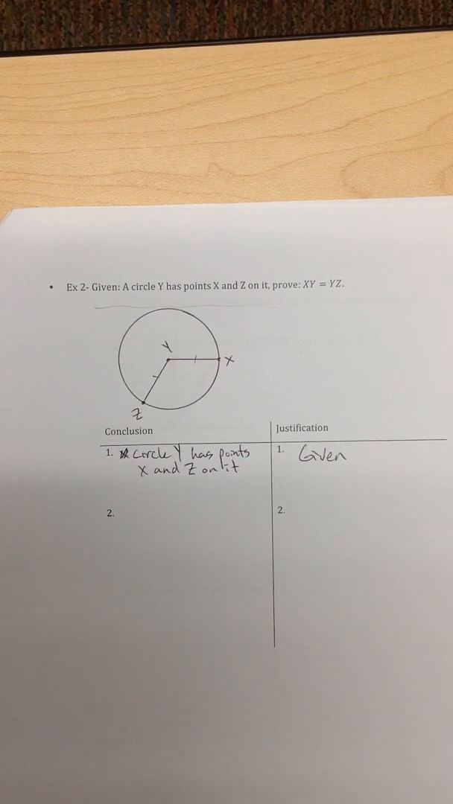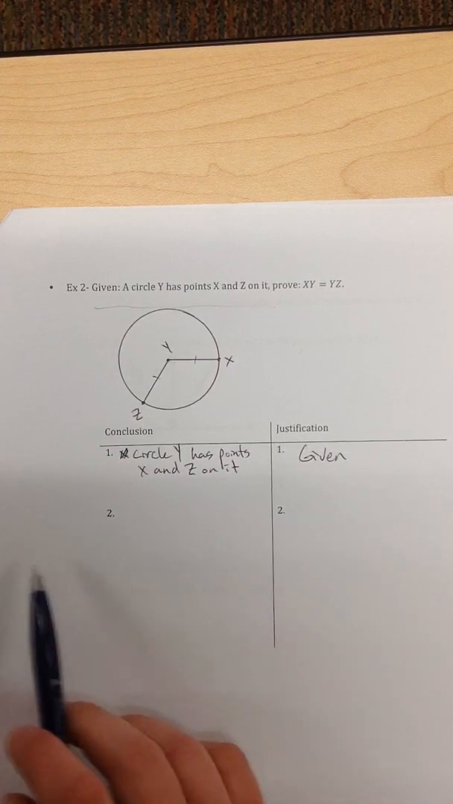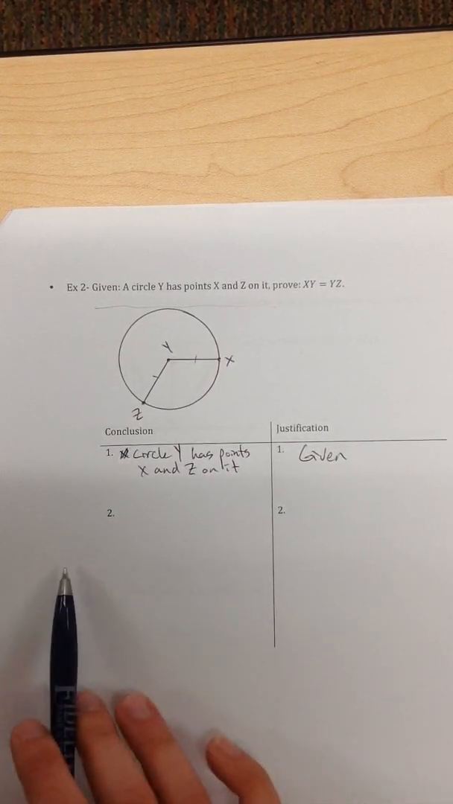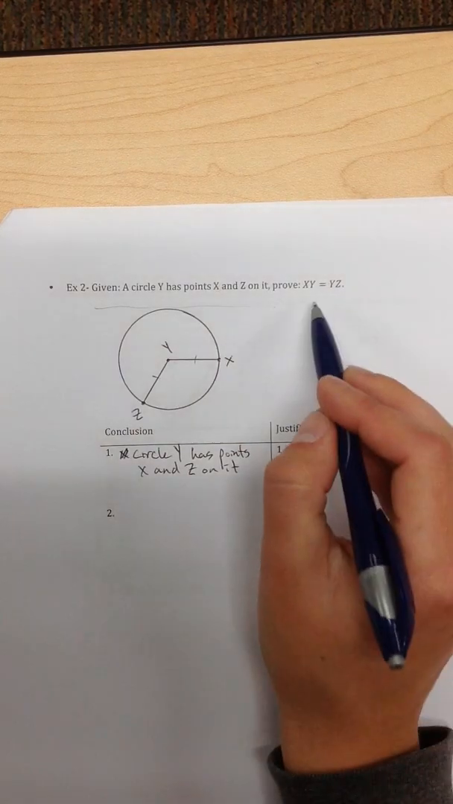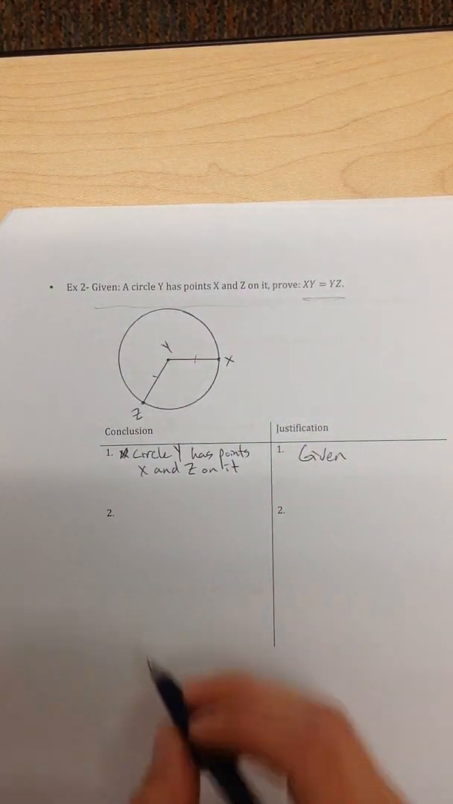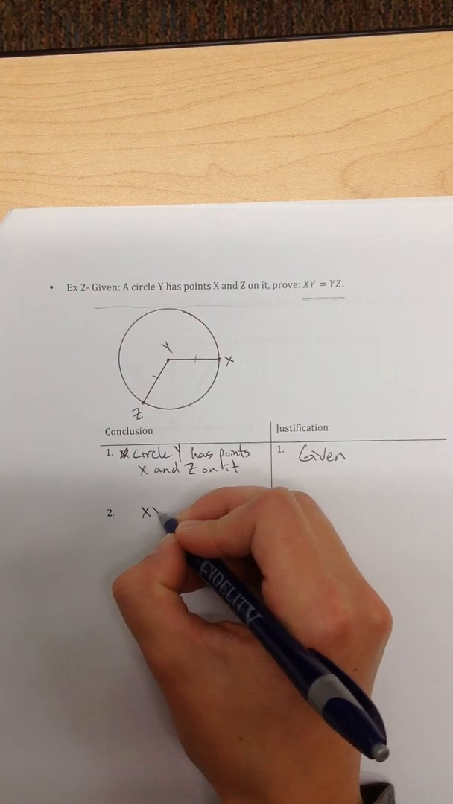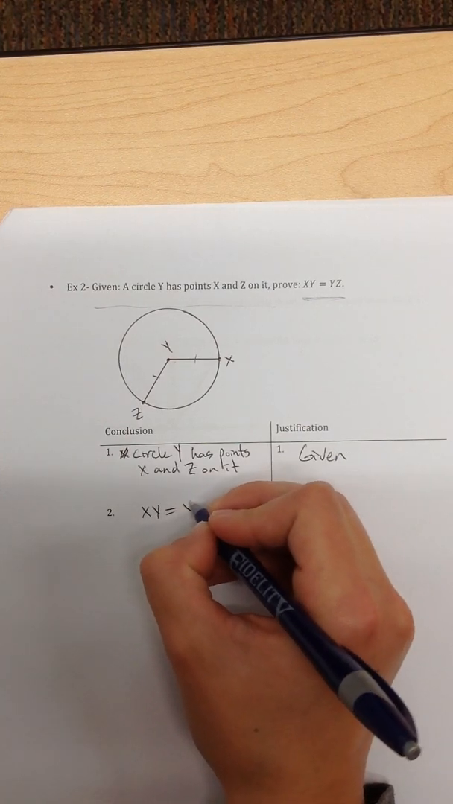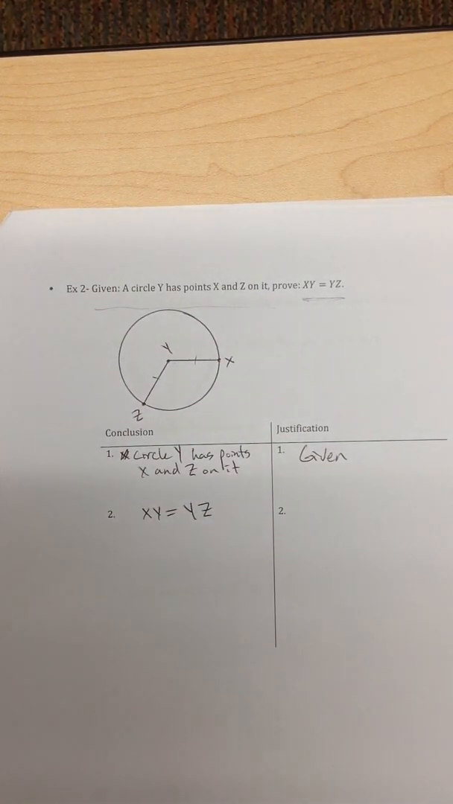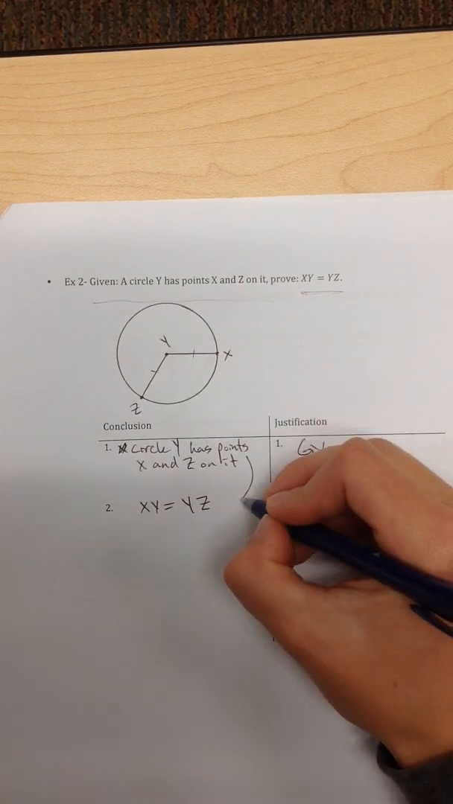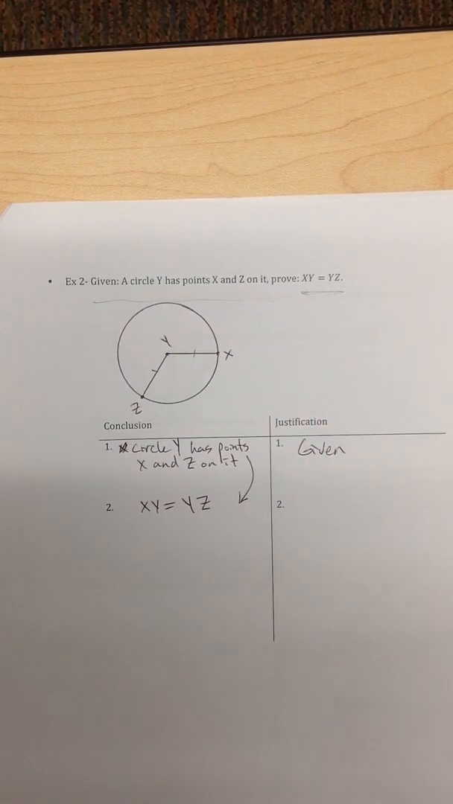Okay, now the next one here is the last one we're going to do. So the last one on the conclusion side is always what we're trying to prove. So this is going to be XY, that distance, is equal to the distance from Y to Z. Now we've got to come up with our reasoning to get from the first step to the second step. So for this one, it's actually a definition, and it's back in chapter 2, so one of the definitions we had in chapter 2.